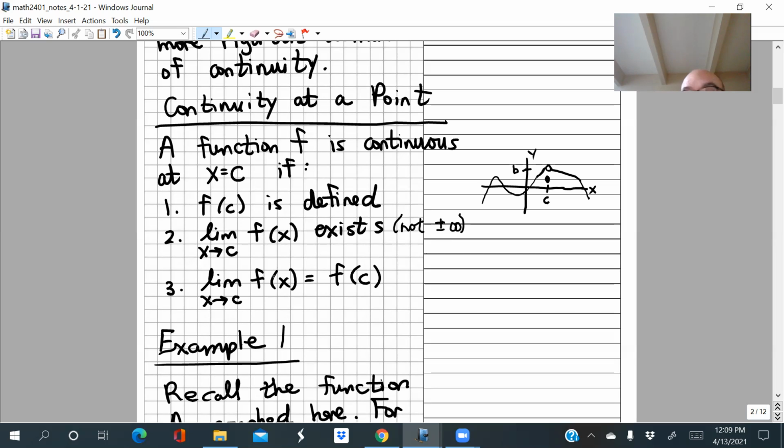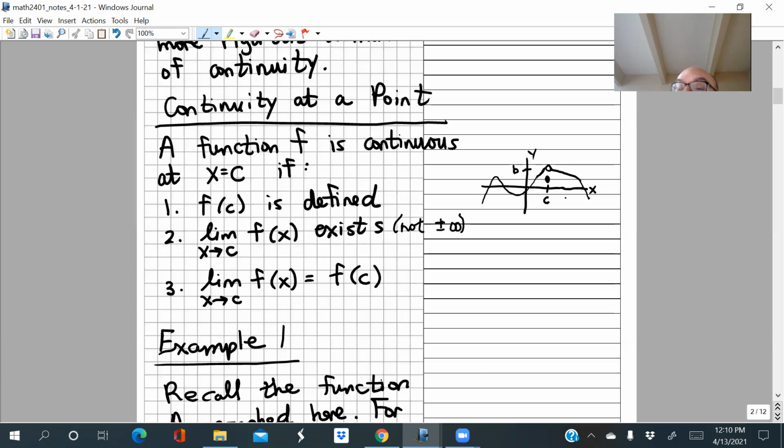And then finally, and it's the third thing that's really the key here, the limit and the function value have to match. So the function has to be defined, that's a given. If the limit exists and the limit and the function value at that number c match up, then the function is continuous at that number c. Let me show you an example of not being continuous, and you'll get an idea of why these three conditions are necessary to get a continuous function.